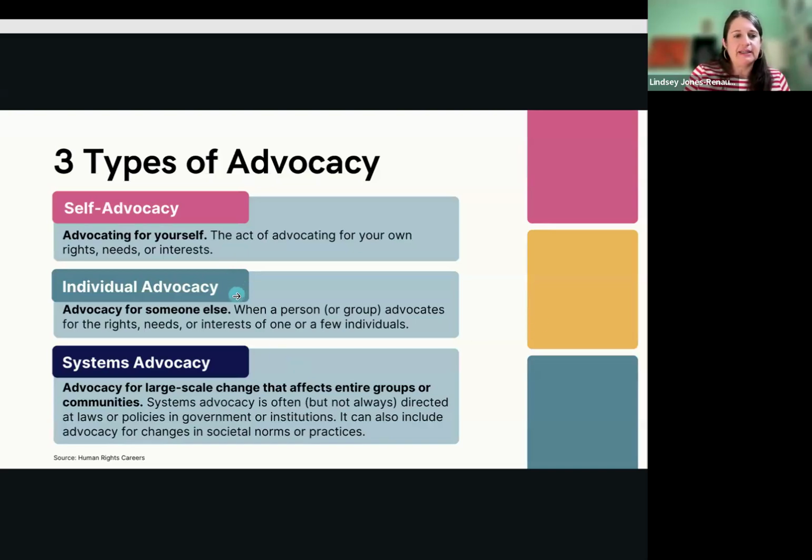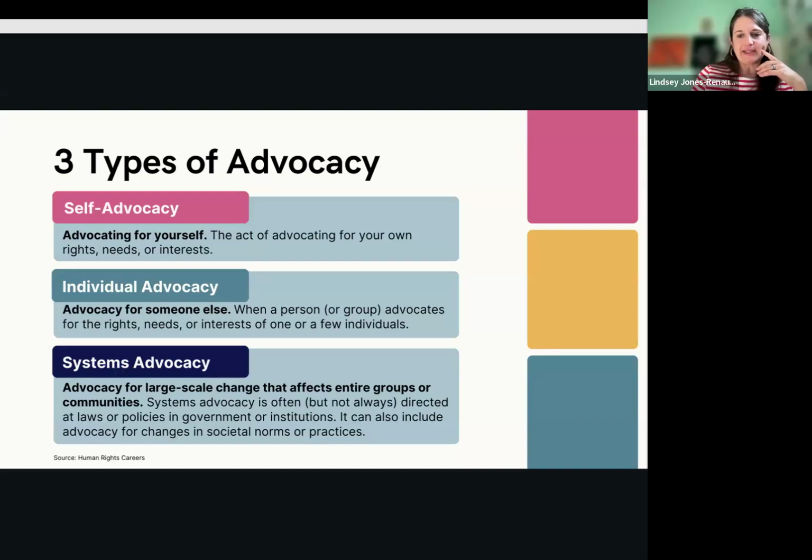Individual advocacy is advocacy for someone else. So when a person or a group is advocating for the rights and needs of one or a few individuals. So you're still talking about someone who is not able to advocate on their own or needs someone to help them advocate for their rights. You may do individual advocacy by helping to advocate for them on an individual basis.